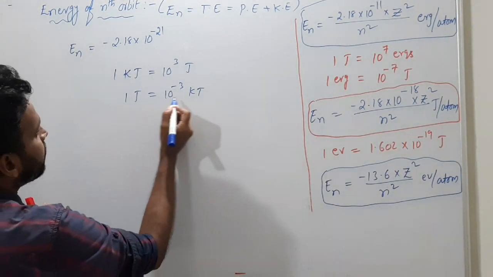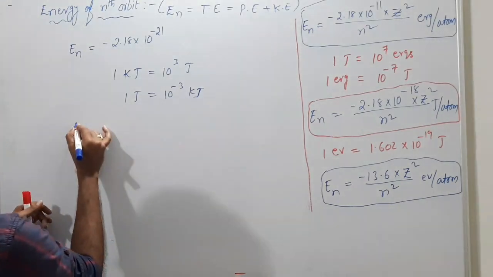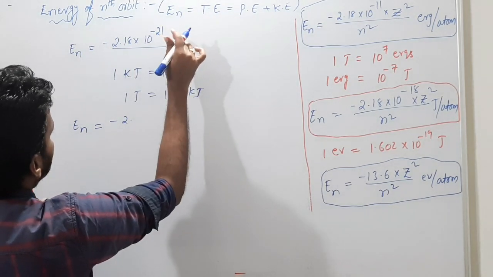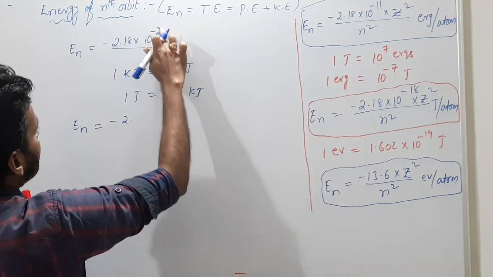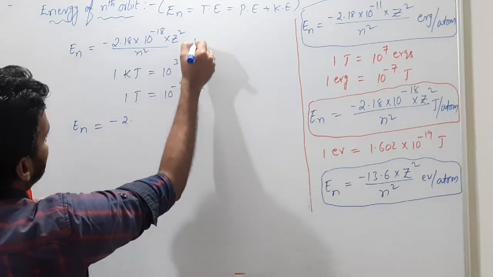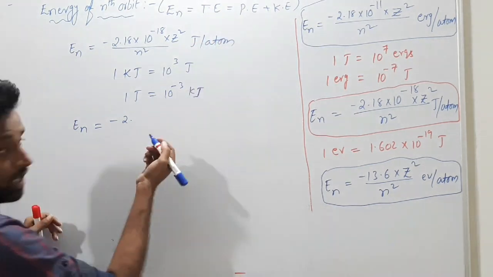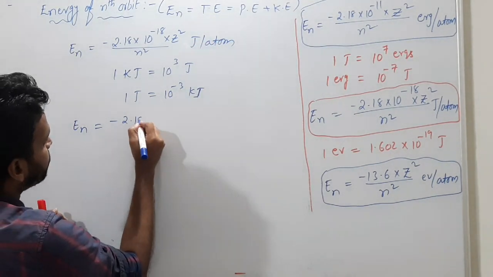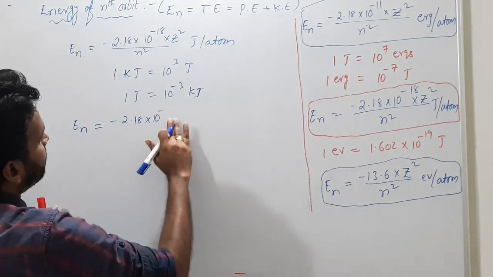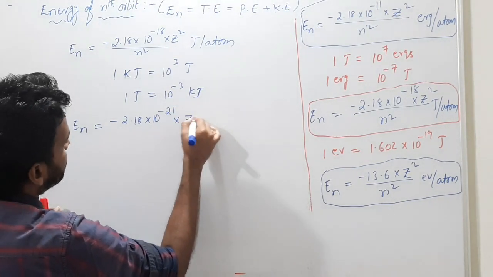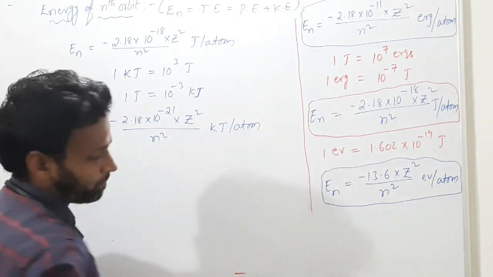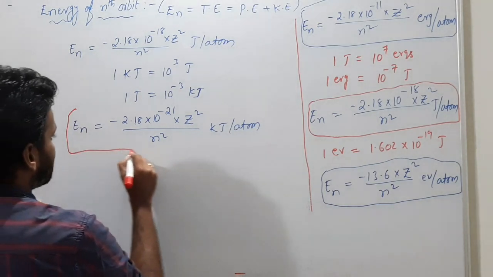So I am trying to convert into kilojoules. Then energy of nth orbit, I will write: minus 2.18 into 10 power minus 18 into Z square by n square, this is joule per atom. Now kilojoule per atom I will write minus 2.18 into 10 power minus 21 into Z square by n square. This is kilojoule per atom. This is the formula.